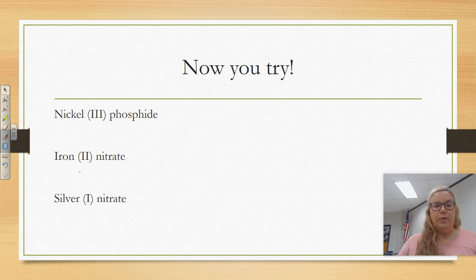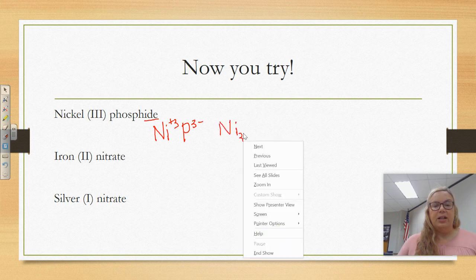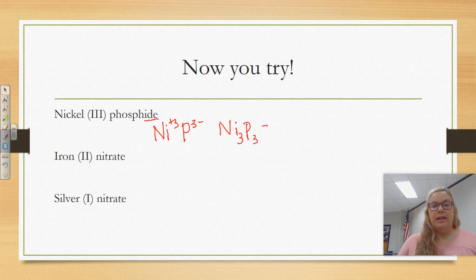And now let me go through them with you here. So we have nickel 3 phosphide. So we have Ni, and the charge is a 3. And phosphide, I see ide, so it's just phosphorus, and phosphorus is a 3-. So if I crisscross, I have Ni3, P3. And that reduces because they both are 3. So I have NiP.